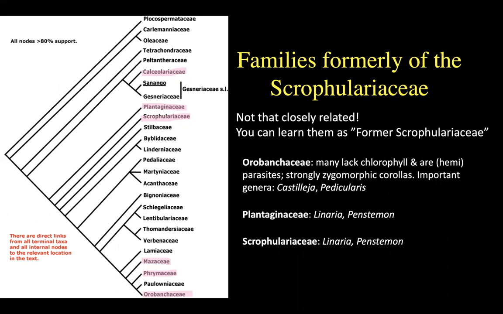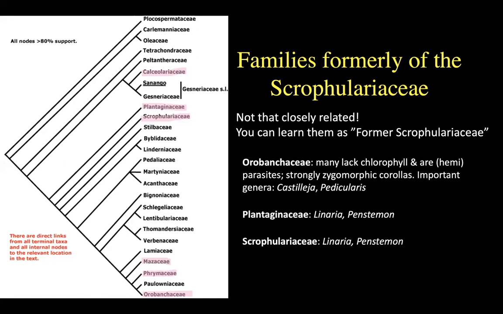We want to have entities that are also fairly obvious morphologically, and Orobanchaceae kind of are. Many of the members lack chlorophyll and are mycotrophs. We also have hemiparasites, with very strongly zygomorphic corollas across this group. We're going to learn Castilleja and Pedicularis. The Plantaginaceae and the Scrophulariaceae, sensu stricto.